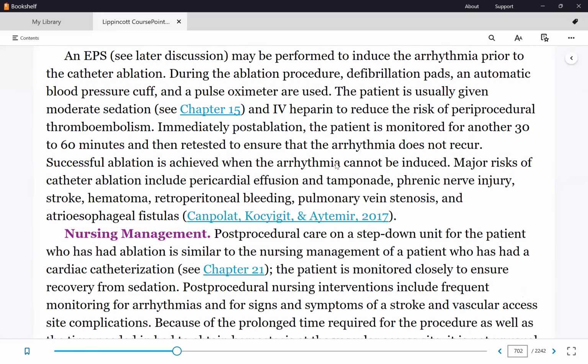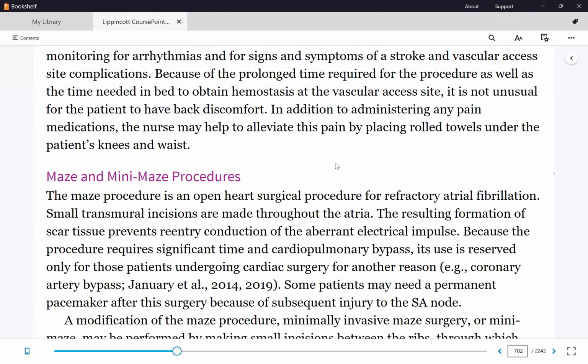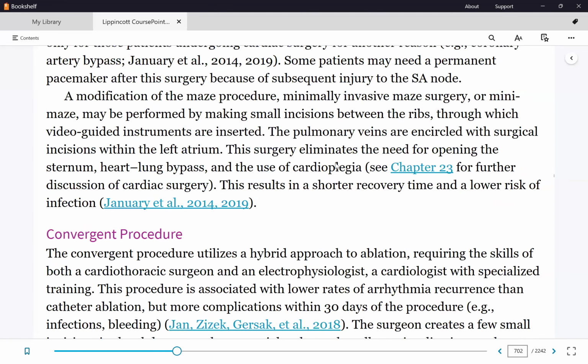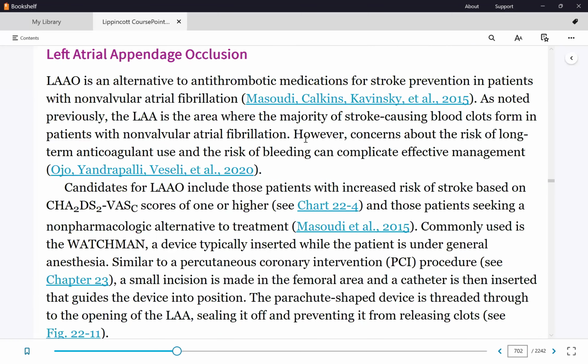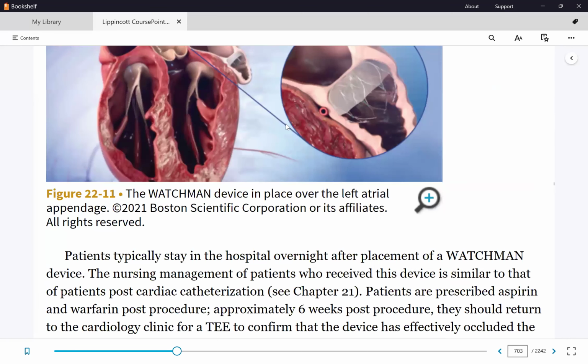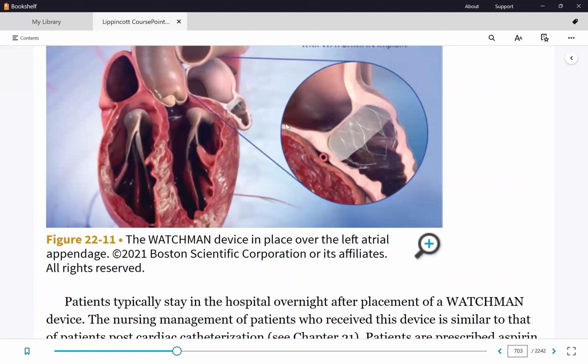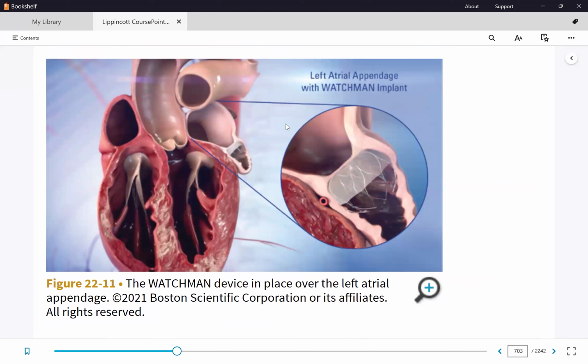Okay, so that's the EPS. We'll skip the maze and mini maze procedure conversion. That's very rare. Left atrial appendage occlusion. We described that earlier. Oh, we have a picture there. Figure 22-11, page 703. You see the Watchman there? Yeah. Okay, so the Watchman is the most popular device for LAAO.